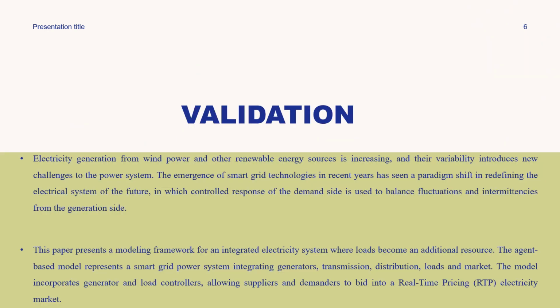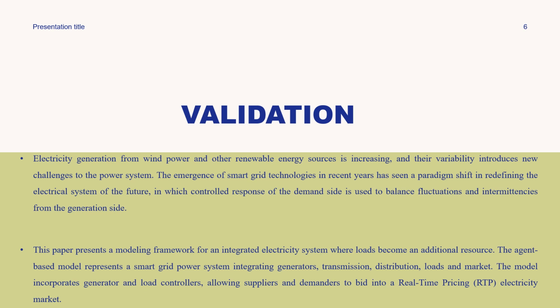Validation. Electricity generation from wind power and other renewable energy sources is increasing, and their variability introduces new challenges to the power system. The emergence of smart grid technology in recent years has been a paradigm shift in redefining the electrical system of the future, in which the controlled response of the demand side is used to balance the fluctuations and the intermittencies from the generation side.